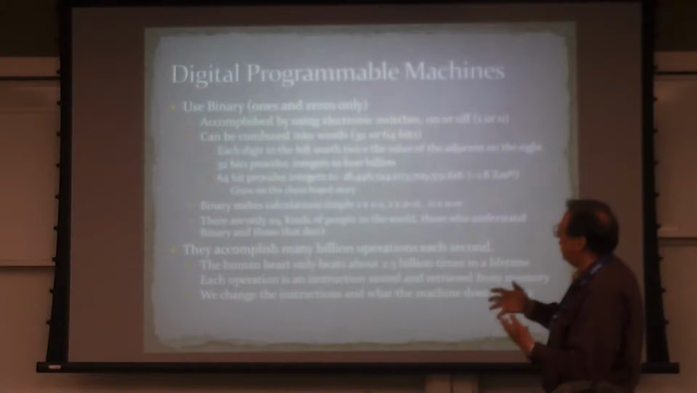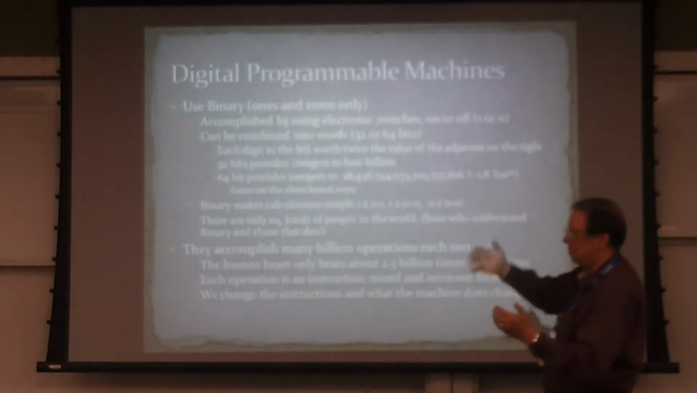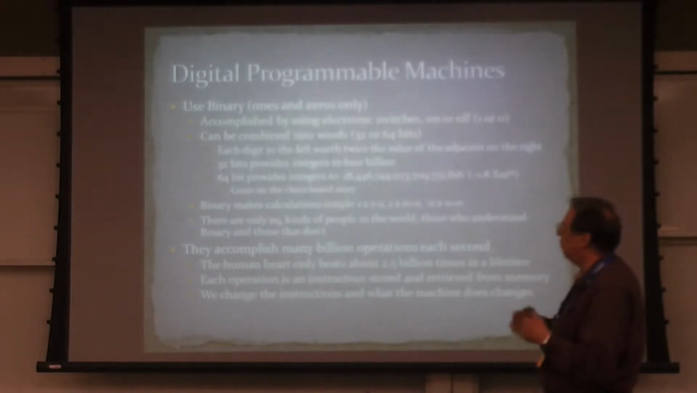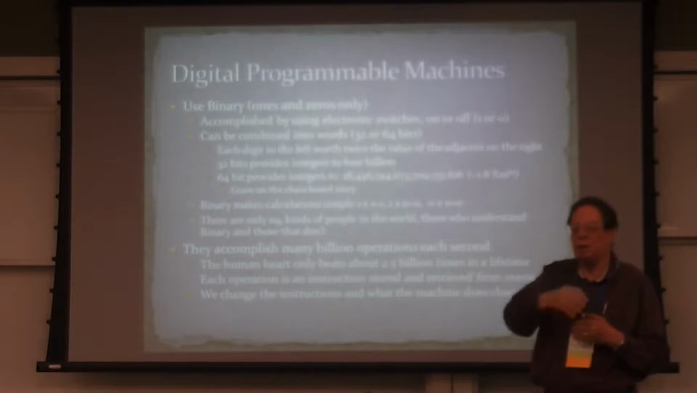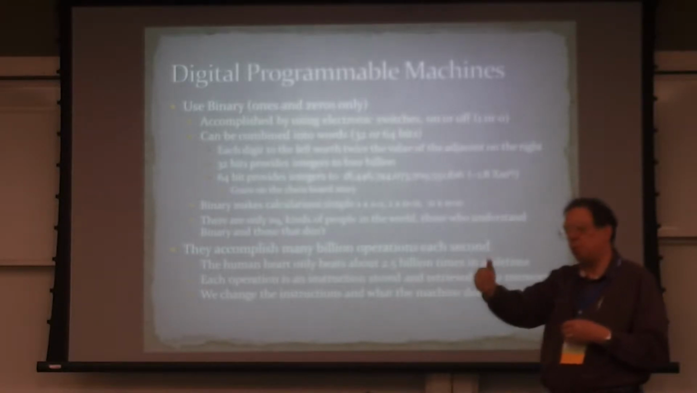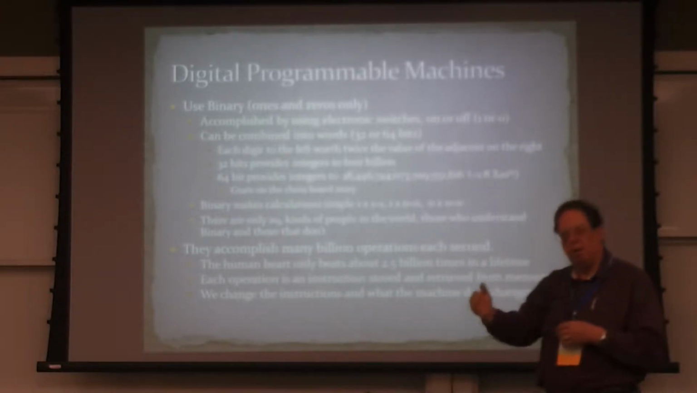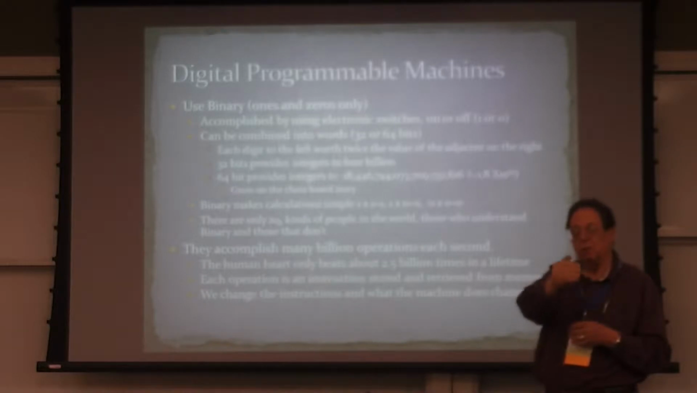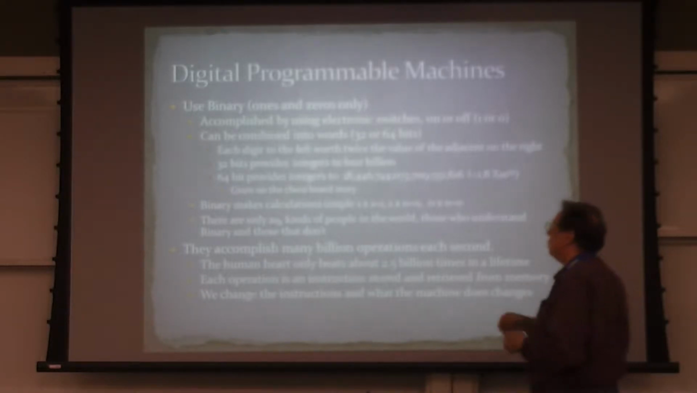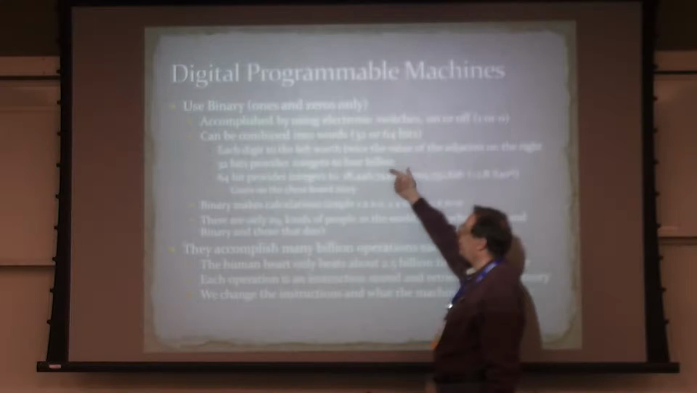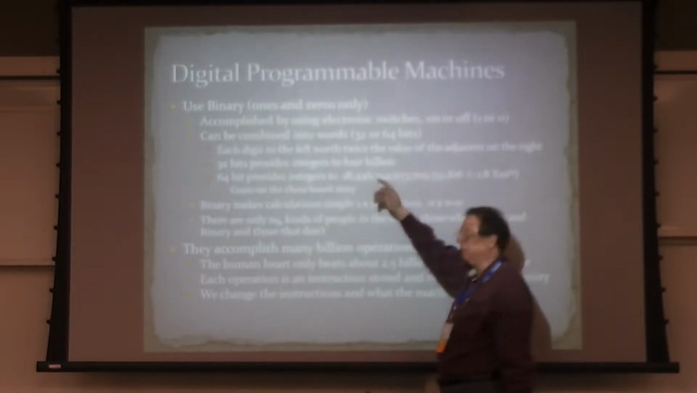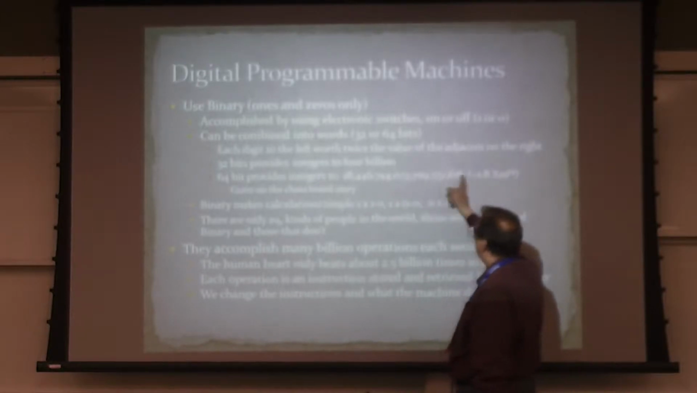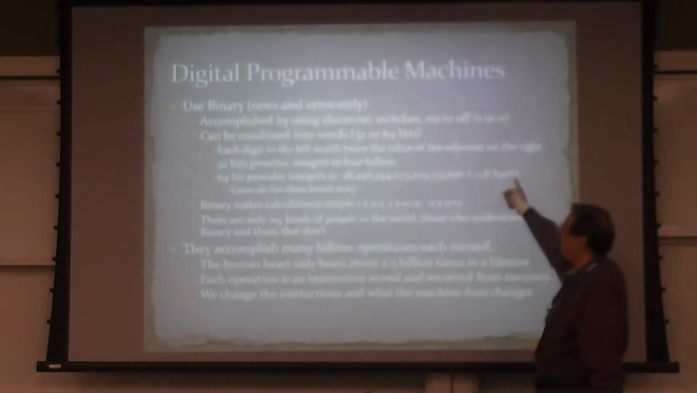Each digit's twice the value of the adjacent one. We can combine these ones and zeros into big words, 32, 64 bits. Each digit's twice the value as we go to the left. In base 10, we multiply by 10 each time. In binary, we multiply by 2 each digit we go over. So if we have a 32-bit word, we can have integers that go up to 4 billion, or plus or minus 2 billion. If we have 64 bits, we can go up to a huge number, 1.8 times 10 to the 19th.